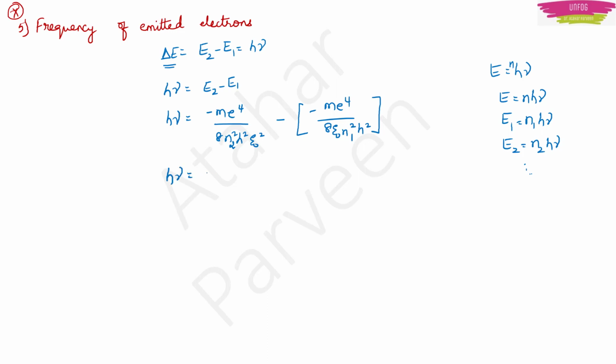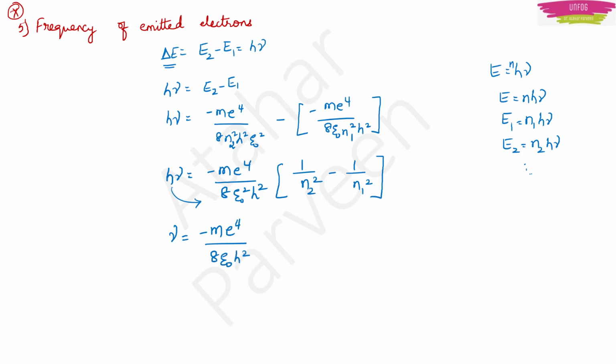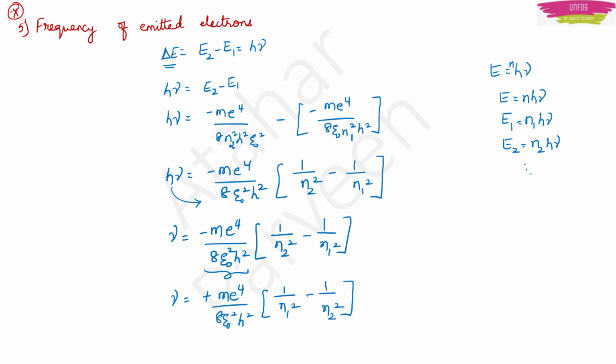So here I can take all constants as common, right? I will take minus e to the power 4 by 8 epsilon naught square h square. Inside what will I have? I will have 1 by n2 square minus 1 by n1 square. Correct? If I take only frequency on the left hand side, that h will go in the denominator. Here I will have minus m e to the power 4 by 8 epsilon naught h square. So here in brackets I will have 1 by n2 square minus 1 by n1 square. Okay. So this whole constant is there, no. This whole constant thing, you can change the sign here, right? If I write plus here, m e to the power 4 by 8 epsilon naught h square, here it will become 1 by n1 square minus 1 by n2 square, right? You agree with me, right? I am just changing the sign of both the things.